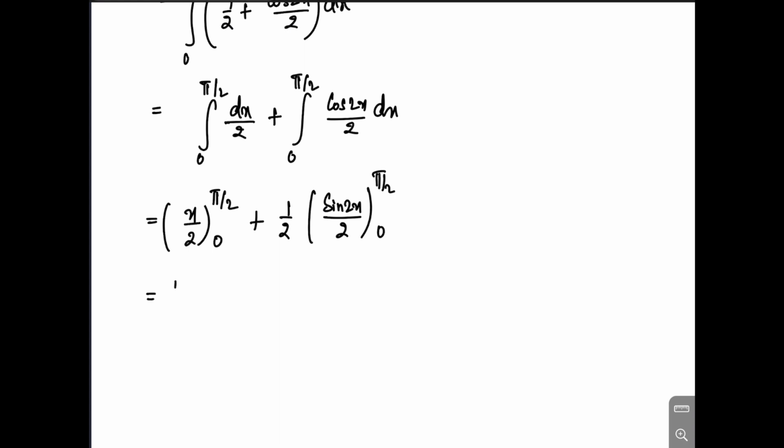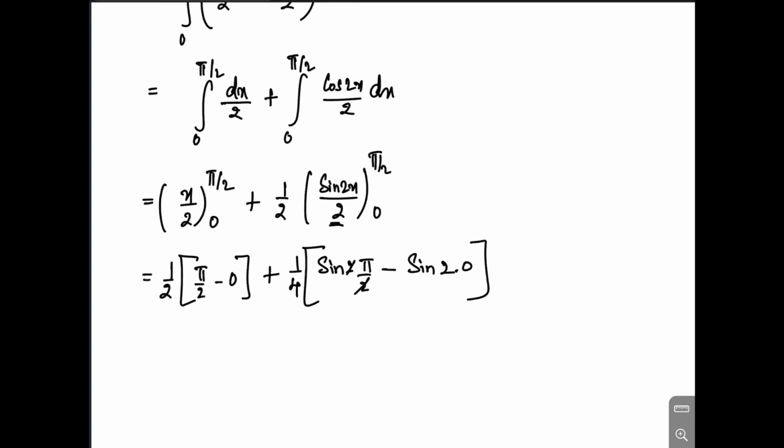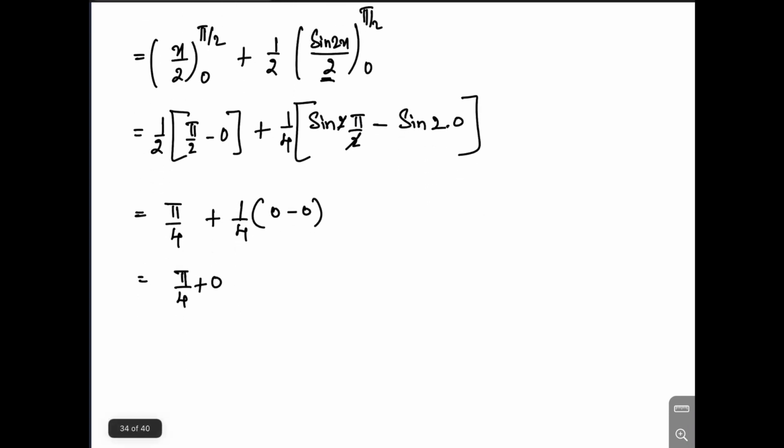So 1 by 2 into pi by 2 minus 0, plus this will be 1 by 4. These two will also come as a constant outside. So here sine 2 into pi by 2 minus sine 2 into 0 here. 2 gets cancelled. So here we'll get pi by 4 plus this 1 by 4, 0 minus 0. So pi by 4 plus 0. So finally we'll get here pi by 4 as an answer.